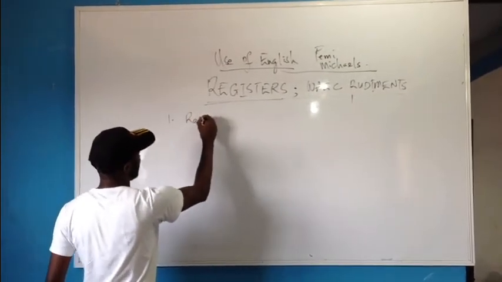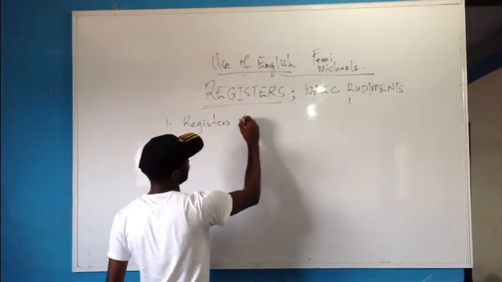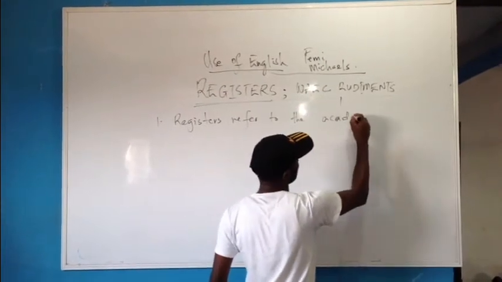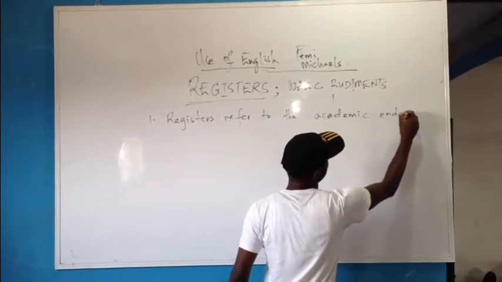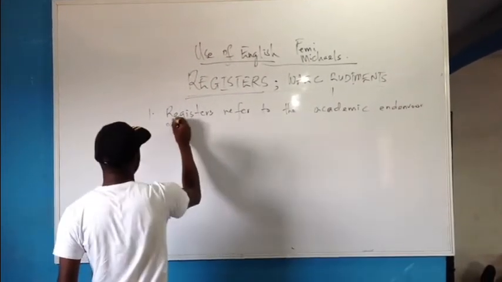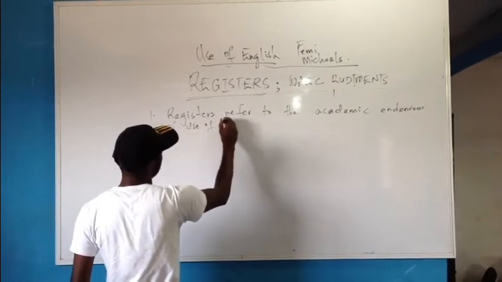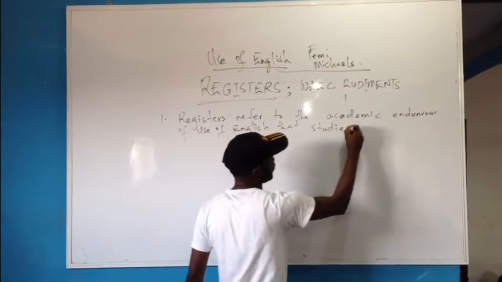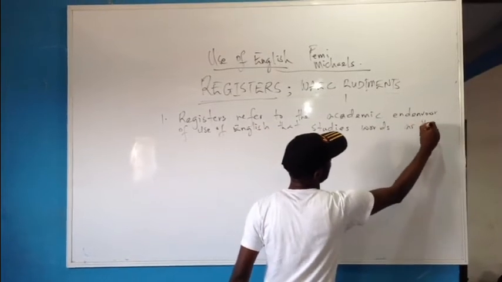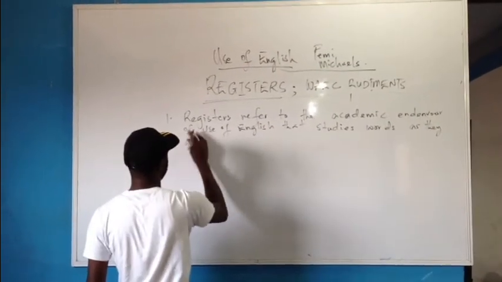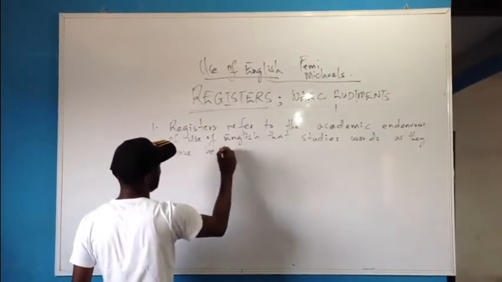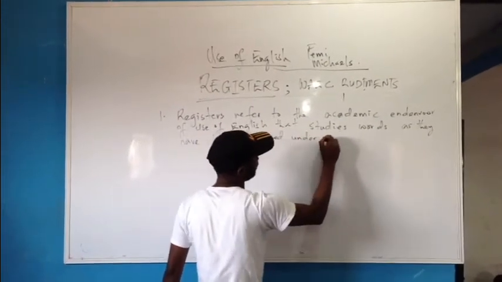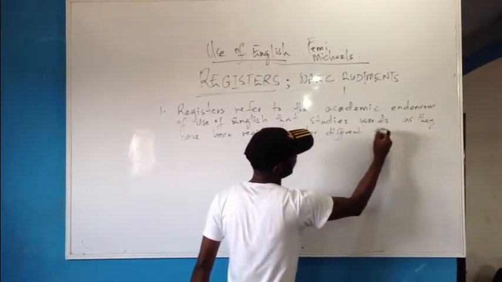So registers, here's the definition. Registers refer to the academic endeavor of use of English that studies words as they have been registered under different professions.